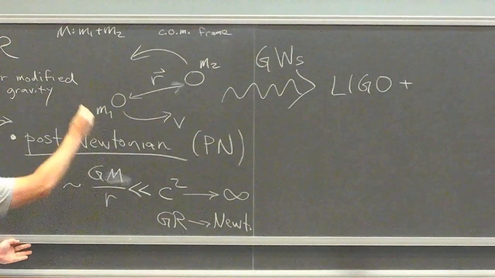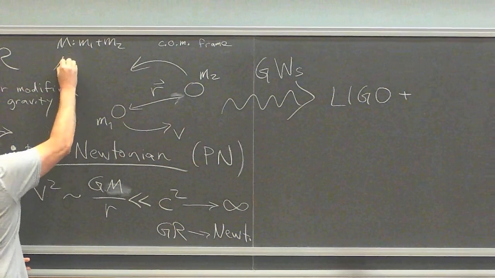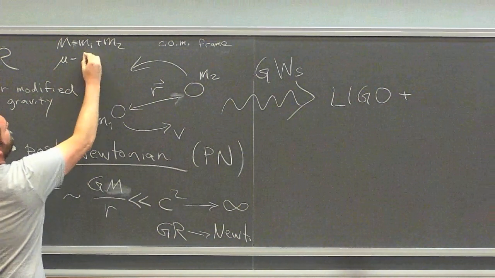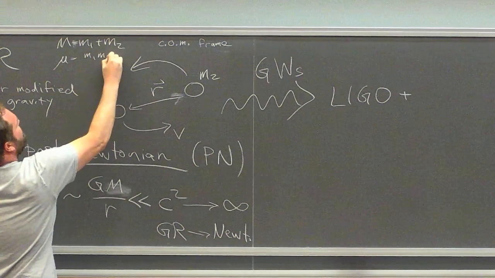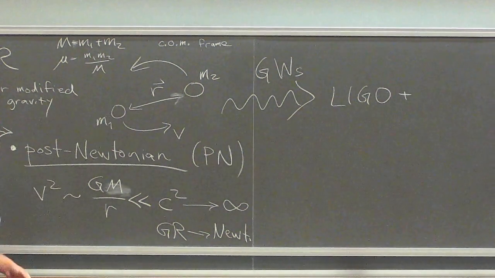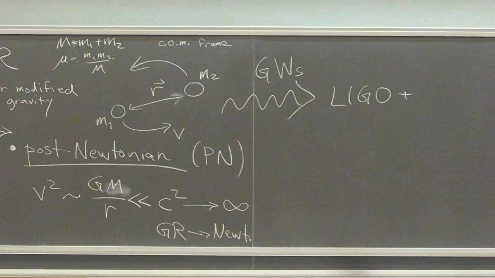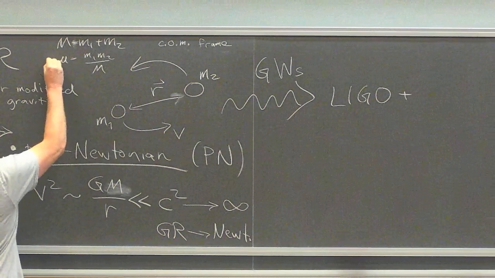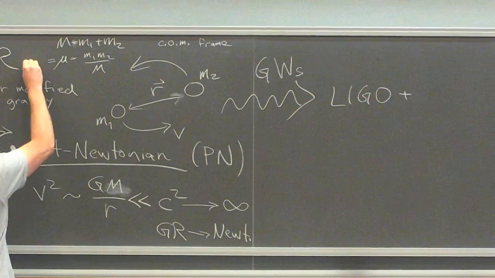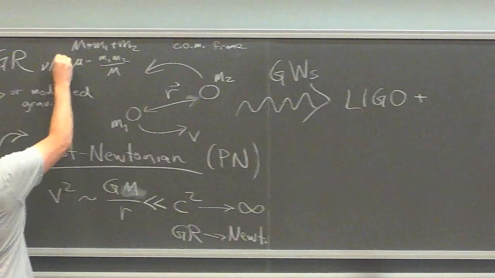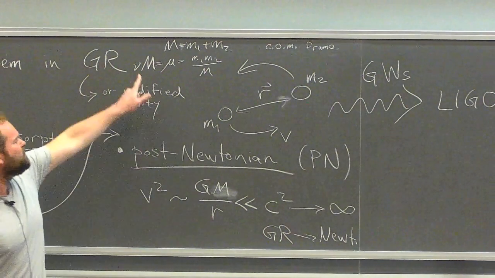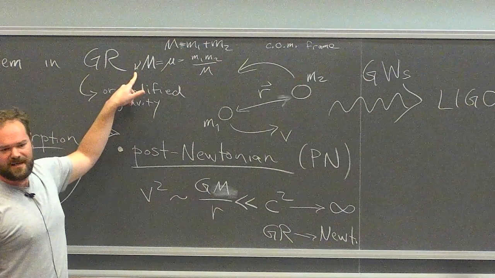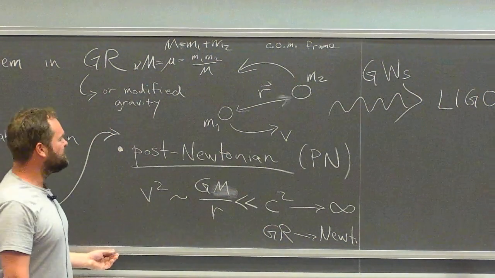And two more pieces of notation you might recognize. Sorry, that should have been an equal sign. In Newtonian physics, we often define this thing, the reduced mass. The product of the masses over the sum of the masses. So I'll call that mu, the reduced mass. One more piece of notation. That, let's say, is this number nu times the total mass. So nu is mu over the total mass. That's called the symmetric mass ratio. Okay, I'm using these things down here.